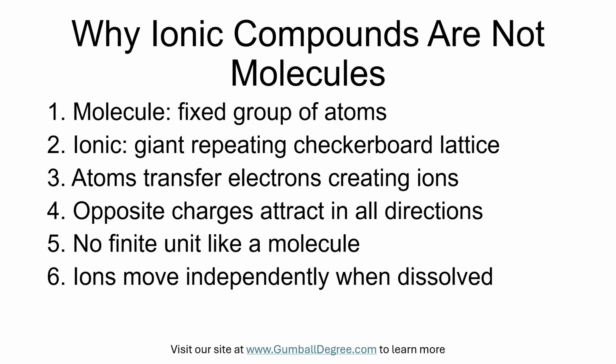In ionic bonding, atoms transfer electrons, so one becomes positively charged and another becomes negatively charged, and the opposites attract in all directions, forming a solid network called a crystal lattice. Because the ions extend throughout the solid, there is not a finite group of atoms that behaves as one independent unit, the way a molecule does.